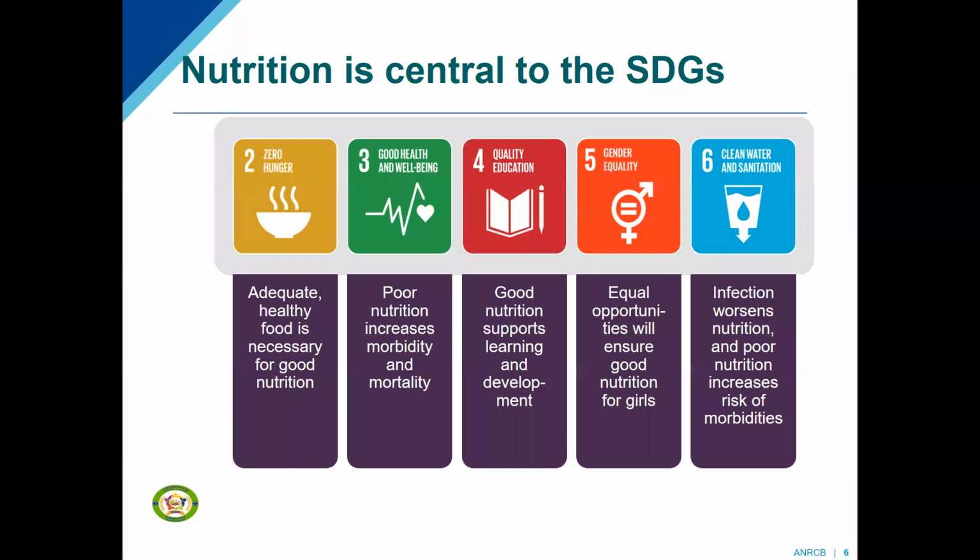Similarly, good nutrition helps children grow, develop, and learn, which is the aim of SDG 4. Gender equality is the topic of SDG 5, which is key for achieving good nutrition, especially for girls and women. And this is important for both their well-being and that of their future children. Lack of access to clean water and sanitation, which is addressed by Sustainable Development Goal number 6, can lead to infection, which can negatively impact nutritional status. We can continue like this for all the other Sustainable Development Goals, and we will discuss these relationships throughout this module.